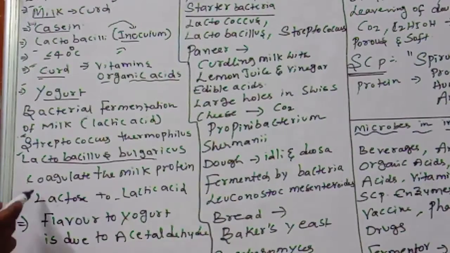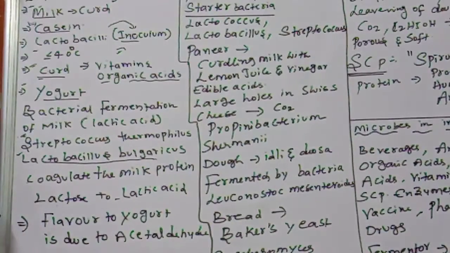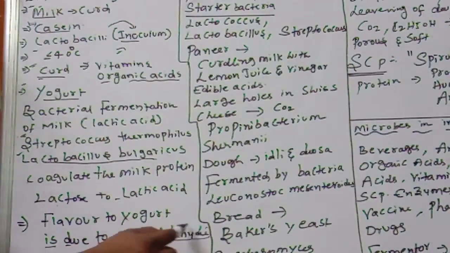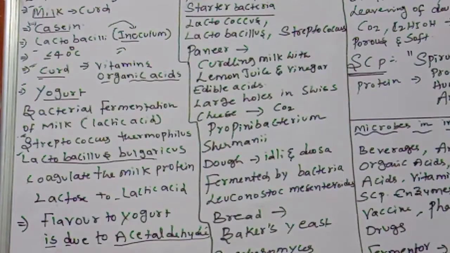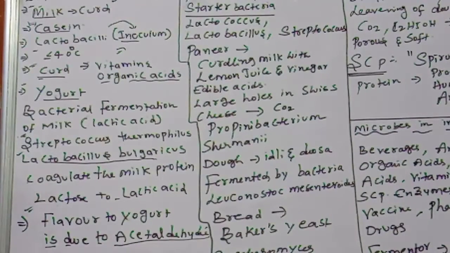So these are all very important in yogurt preparation. They coagulate the milk protein, and lactose to lactic acid will be formed. What gives the flavor and smell to yogurt? There is one more compound formed after fermentation, called acetaldehyde. Acetaldehyde gives flavor to the yogurt.